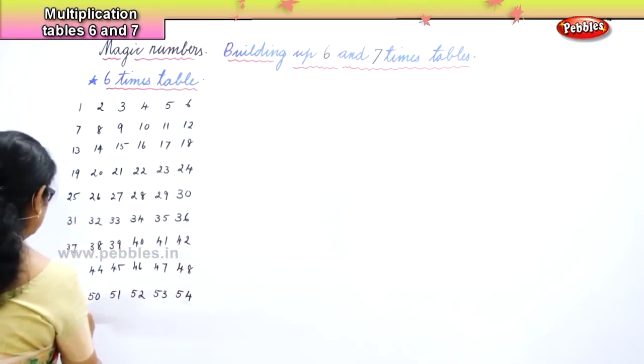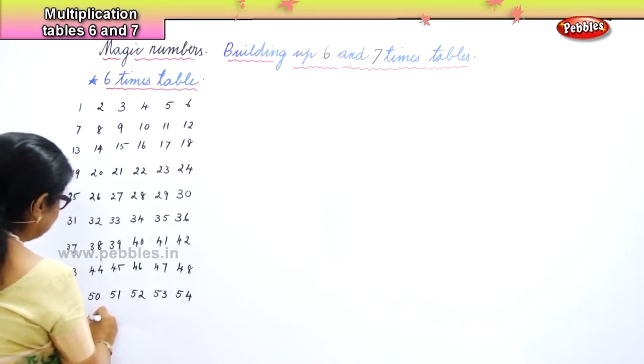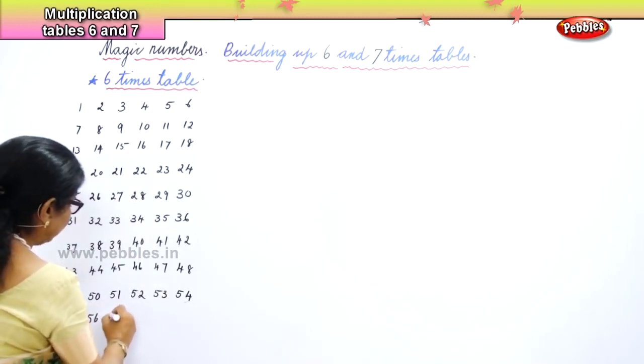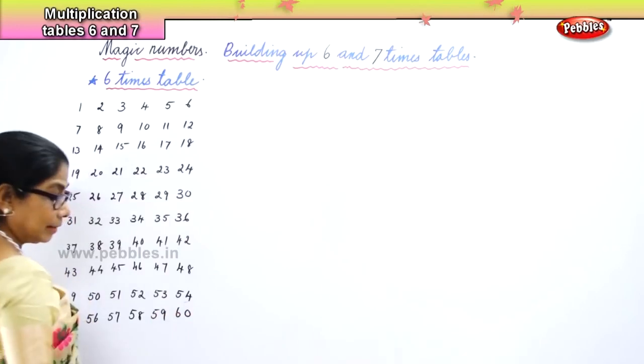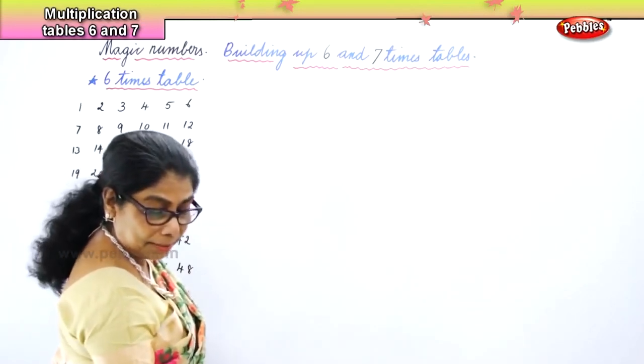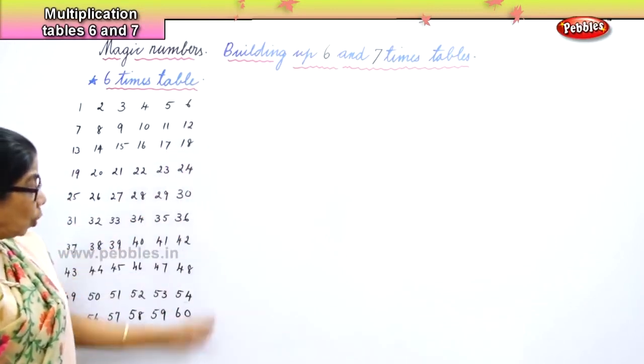And finally, 55, 56, 57, 58, 59, 60. All right. We've done the numbers 1 to 60.